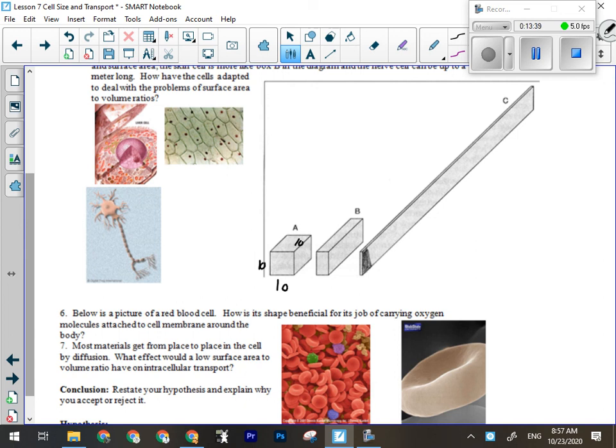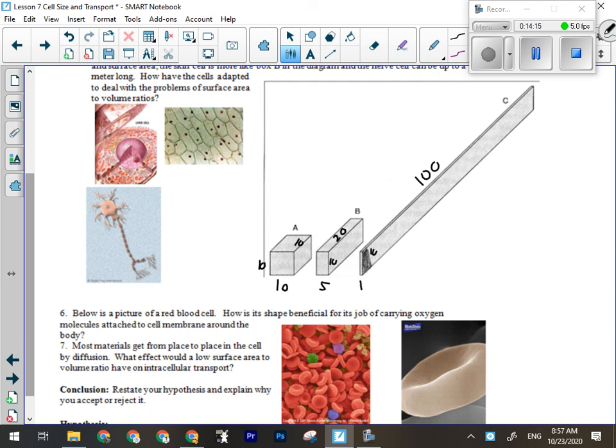All right. Now, B is 5 by 10 by 20. And C is 1 by 10 by 100. Okay? They all have the same volume. But calculate their surface area and tell me, does the shape affect their surface area to volume ratio? Okay? So basically you're kind of making another chart like the first one we made. You're just getting the surface area to volume ratio for these shapes instead.